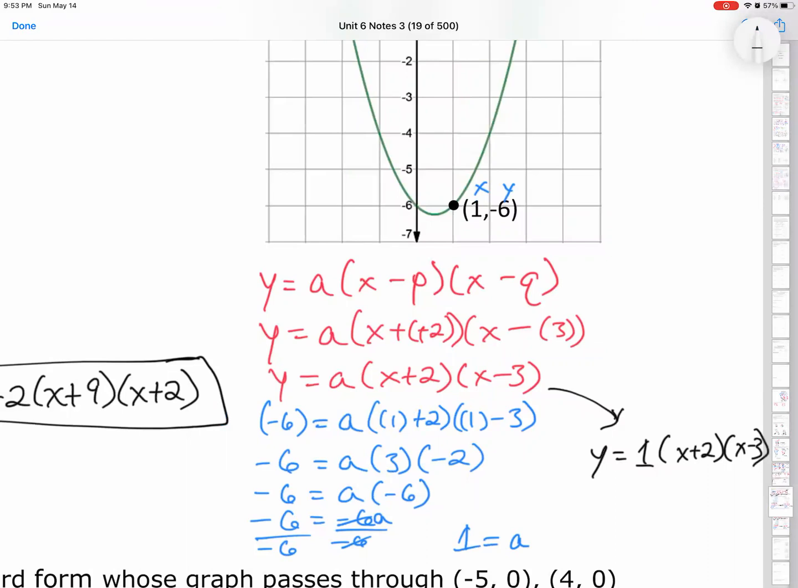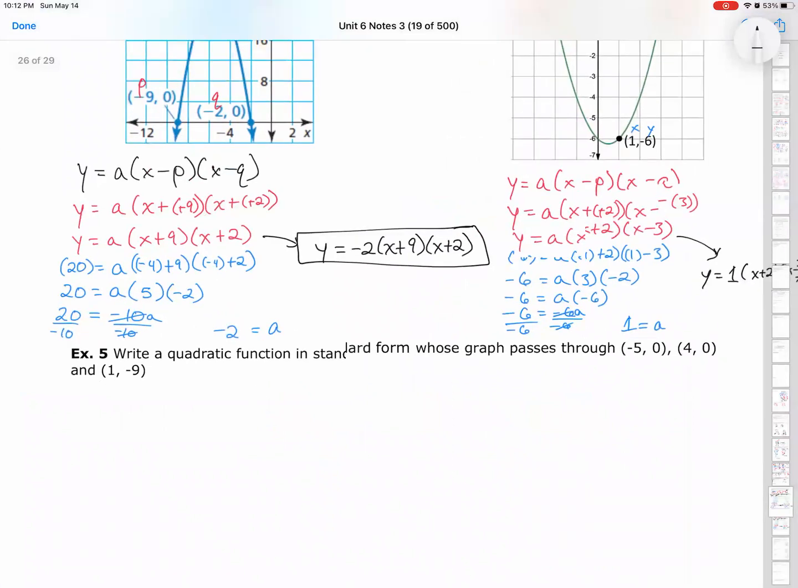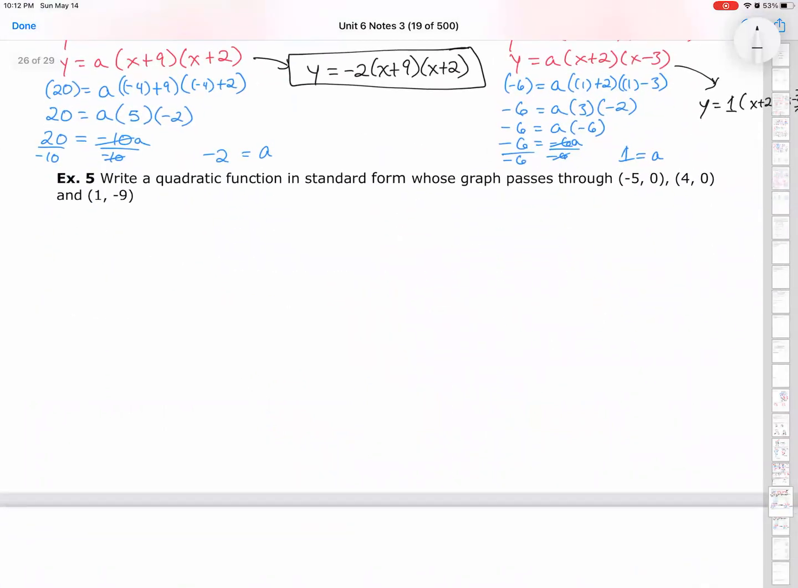Go ahead, feel free to pause the video if you have any questions at all. All right, next we're going to go ahead and look at example 5. Now, this one is very similar. Go ahead, feel free to pause the video if you have any questions and give it a shot.